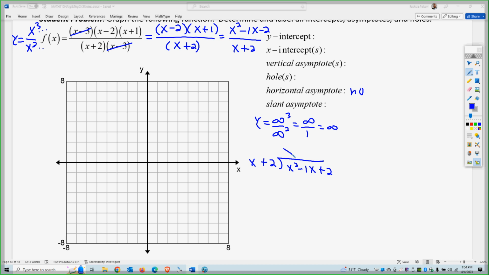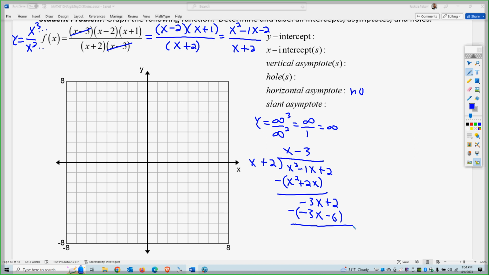All right, so I times it by x. X times x is x squared. X times 2 is 2x. Okay, so we'll subtract. So I get negative 3x, bring down the 2. So I'm going to multiply it by negative 3. So that's negative 3x minus 6.